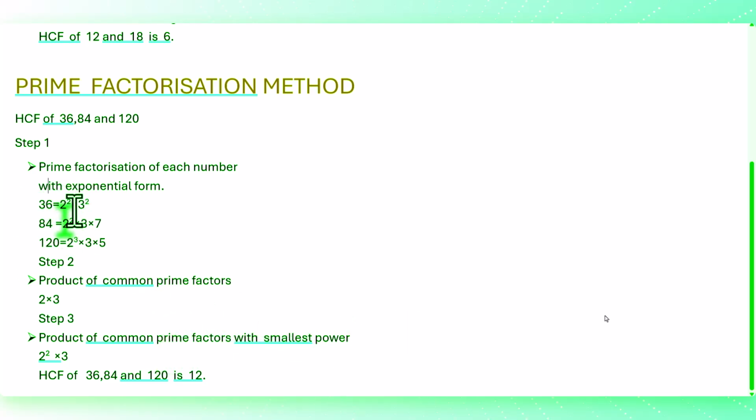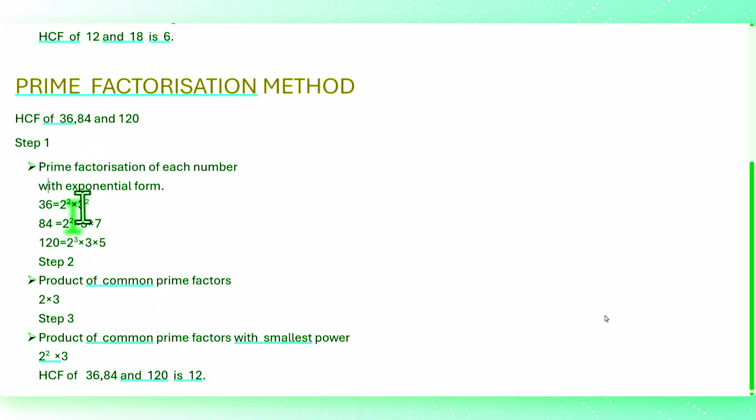Here the common prime factors are 2 and 3. The highest power is 2 cube and the smallest power is 2 square. So in HCF calculation, only take 2 square, the smallest power. In the case of 3 square and 3, 3 is the smallest power. So 2 square into 3. So HCF of 36, 84 and 120 is 12.